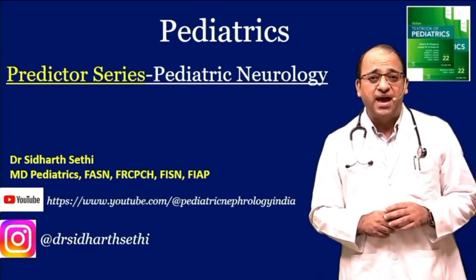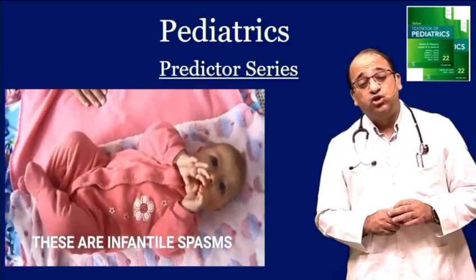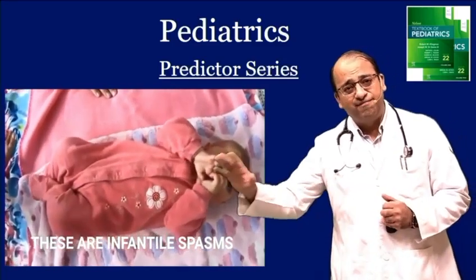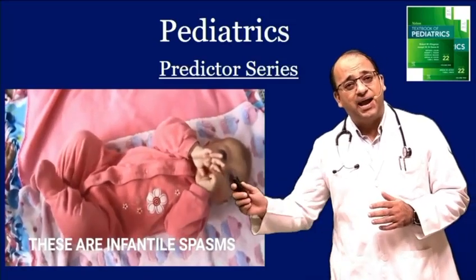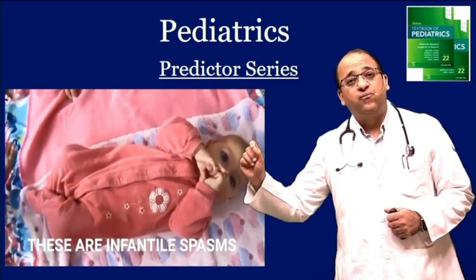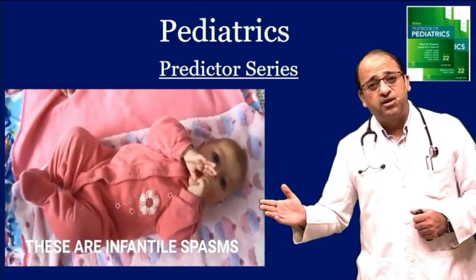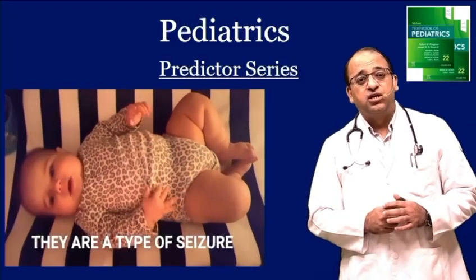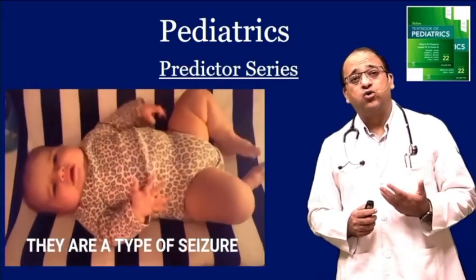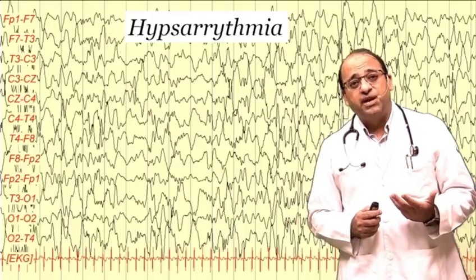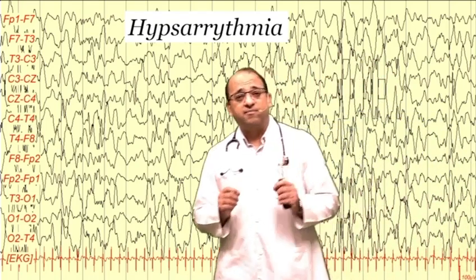So today I have a very common case which comes in your exam. You will definitely get a patient, an infant, varying between 2 to 12 months, who comes to you with bilateral symmetrical flexor contractions. They are bilateral, they are symmetrical, they are flexor contractions. And they are typically called infantile spasms, or salaam seizures. So remember, you'll get a patient who has typical infantile spasms or salaam seizures.